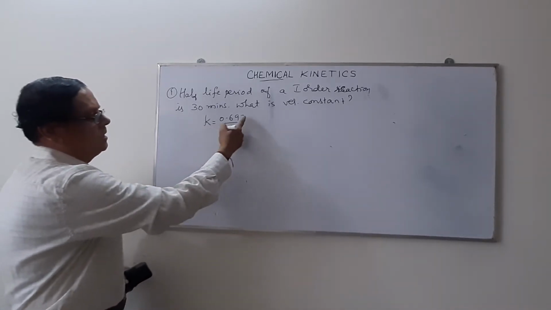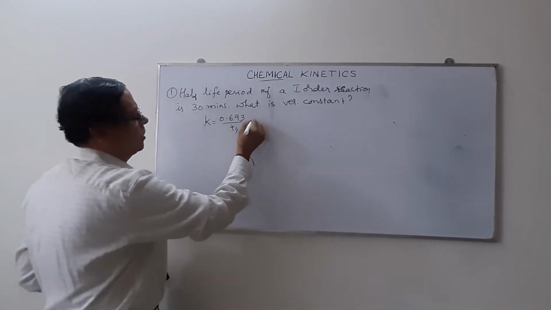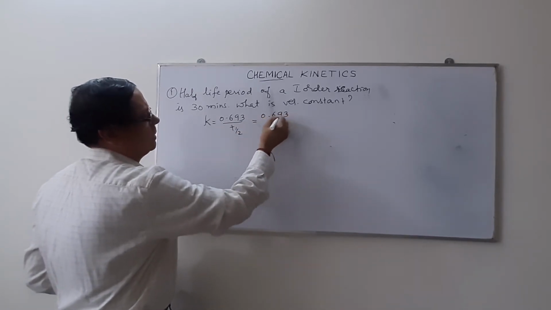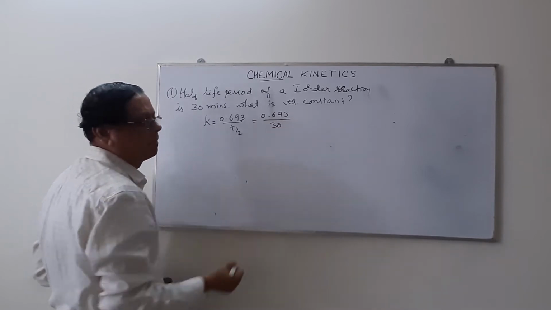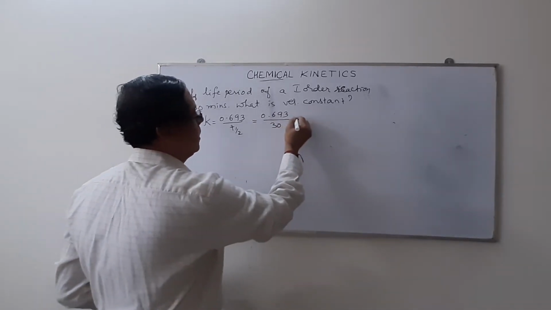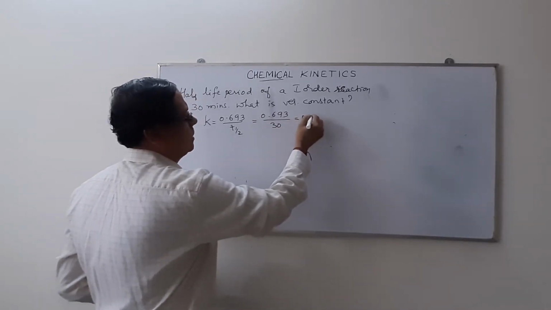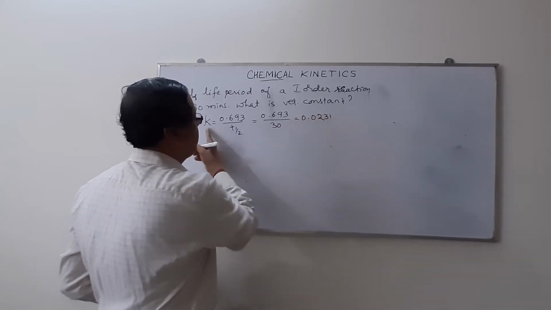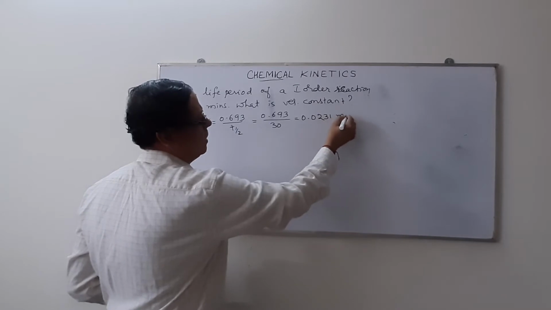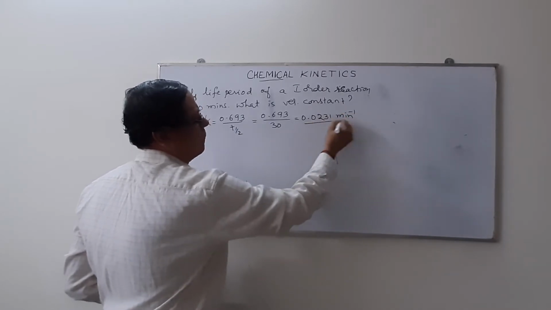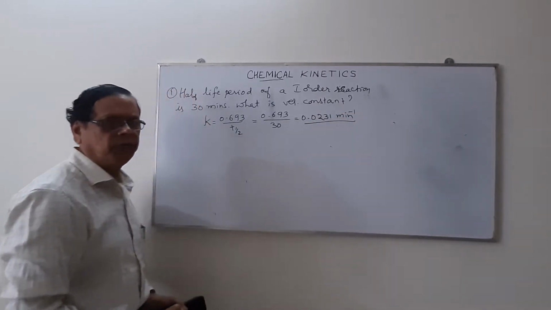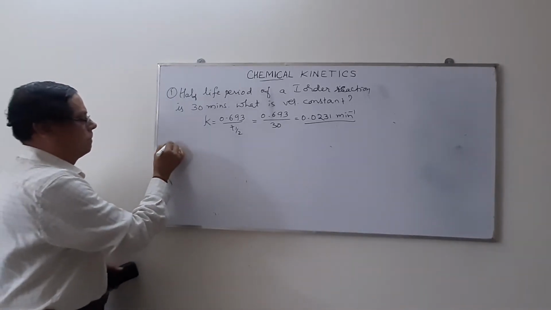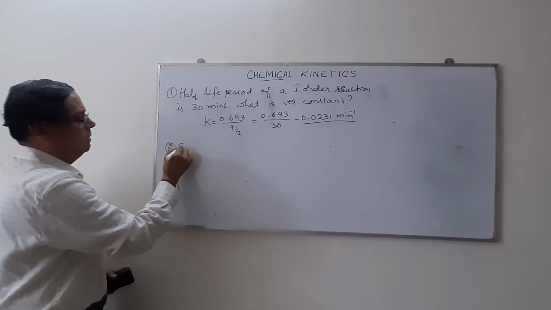K is equal to 0.693 by t half. Therefore, k is equal to 0.693 divided by 30. So if you simplify this one, it will be 0.0231, and since it is k, it is per minute. For first order, we have the unit of per unit time.